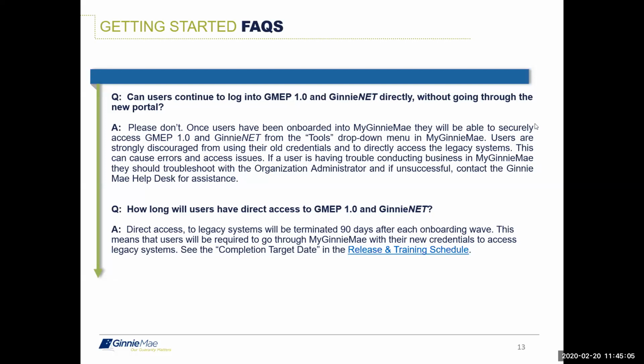And that is the second frequently asked question. 90 days is the time frame for this wave. If you're an organization that is in wave 2 of MyGinnieMae onboarding, your direct access to legacy systems will be removed on June 3rd. So after that point in time, you will need to exclusively go through MyGinnieMae to access our legacy systems and modernized applications. Next slide.